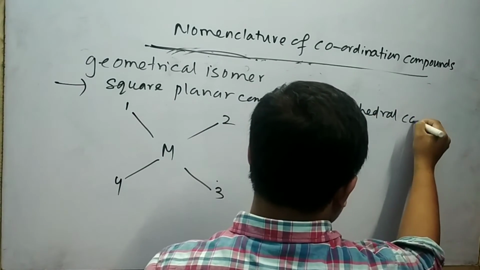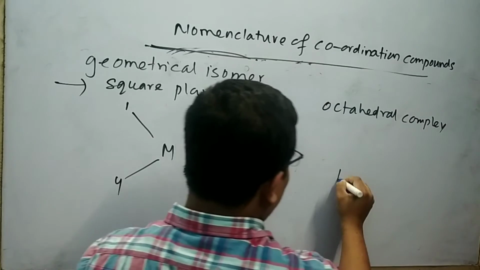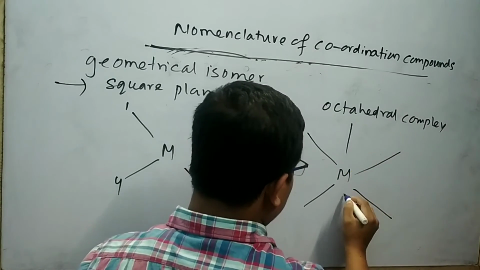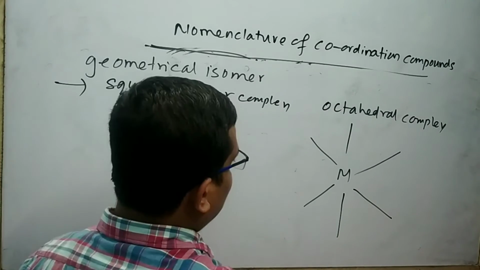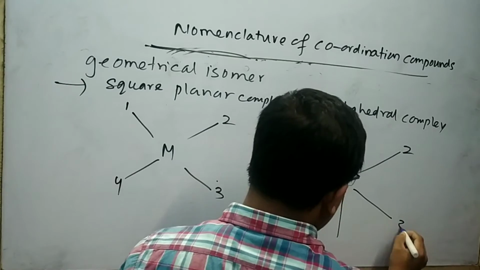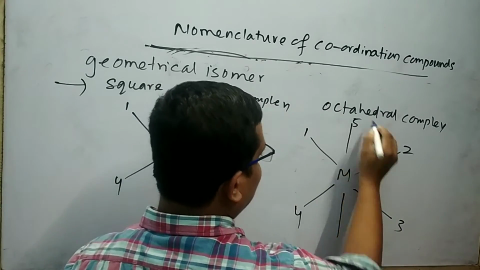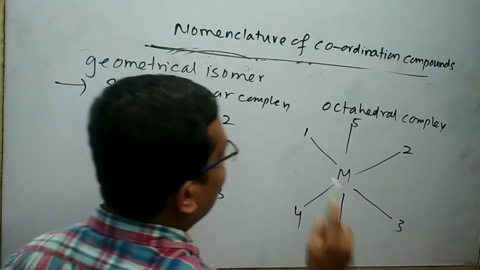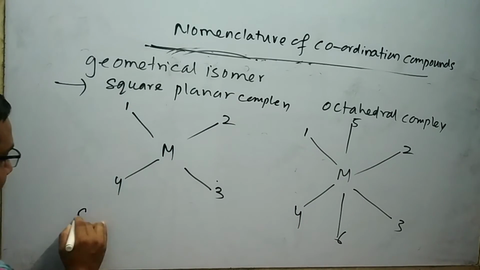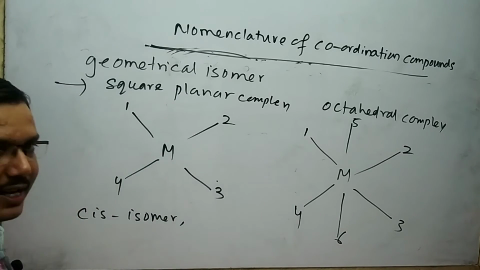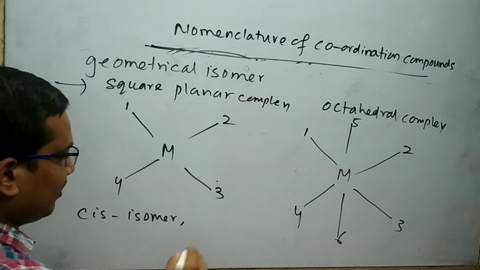In an octahedral complex, the metal is present like this. Suppose this is your ligand number 1, this is your 2, this is your 3, this is your 4, this is your 5, this is your 6. This is your square planar complex, this is your octahedral complex. Cis isomer means the same ligand is present in the adjacent position.